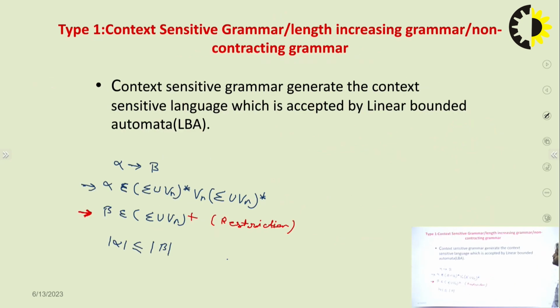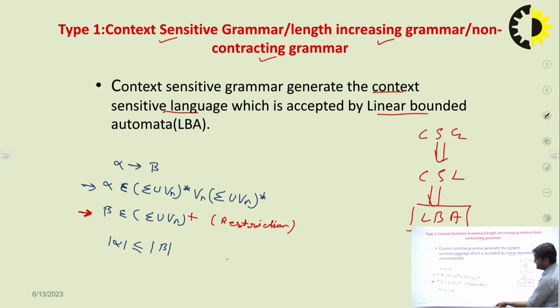Now we discuss the type 1 grammar. It is also known as context sensitive grammar, length increasing grammar, or non contracting grammar. These types of grammars generate the context sensitive languages, which are accepted by the linear bounded automata. A context sensitive grammar generates a context sensitive language, and this language is accepted by linear bounded automata.